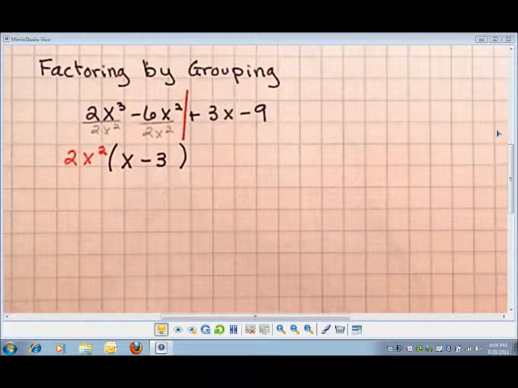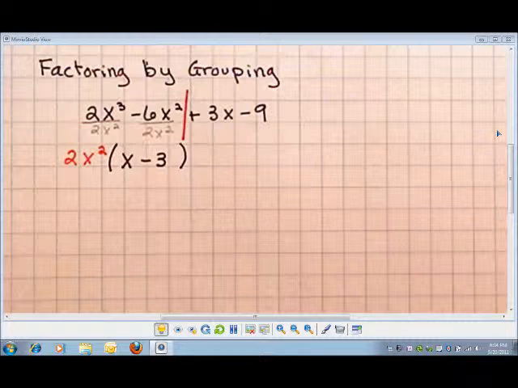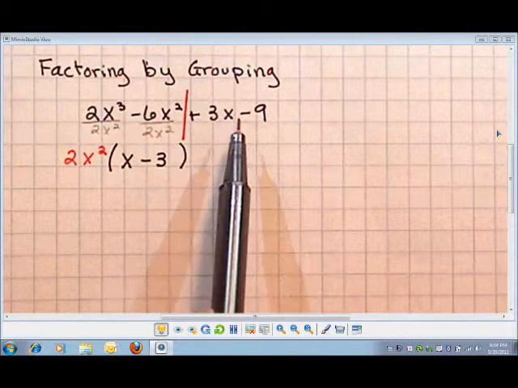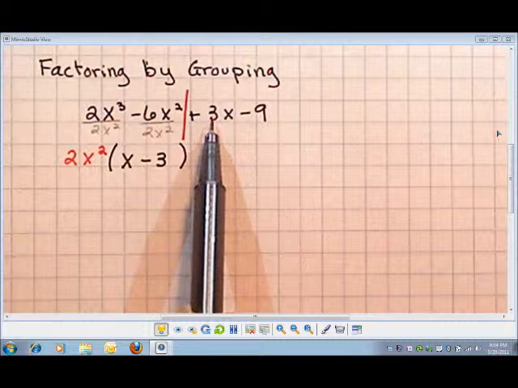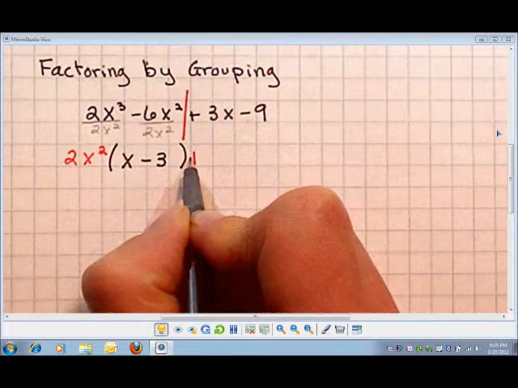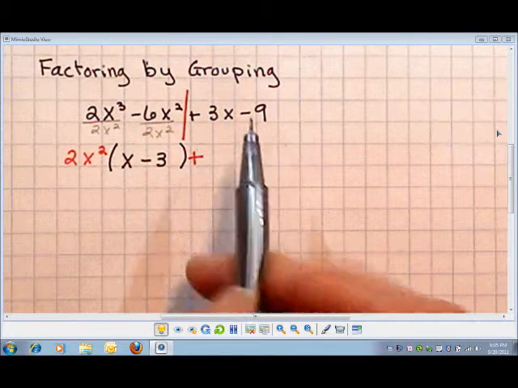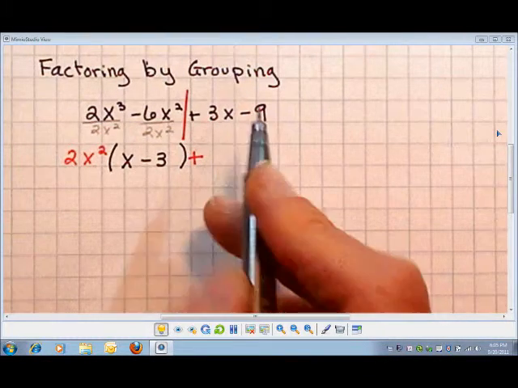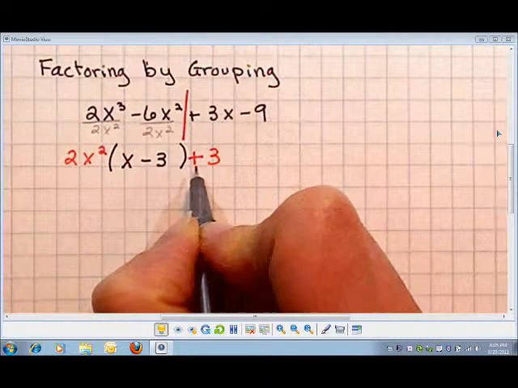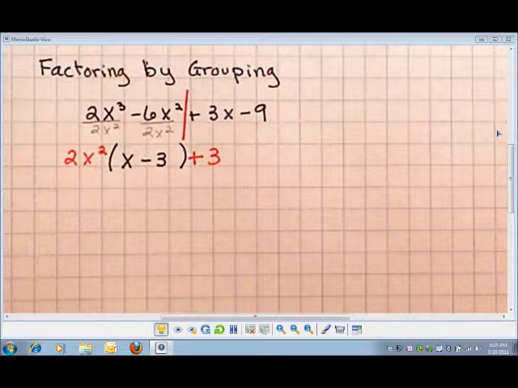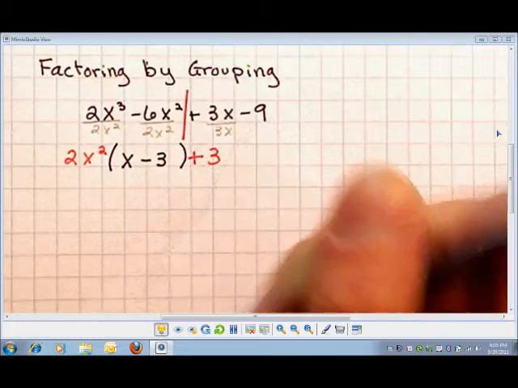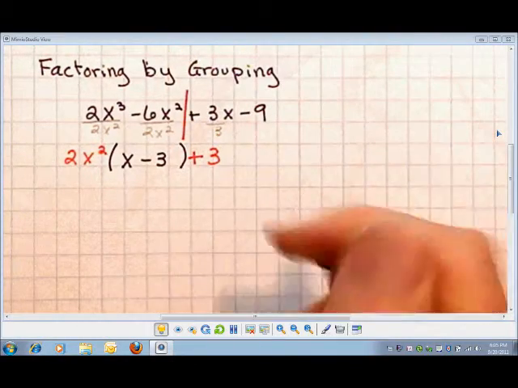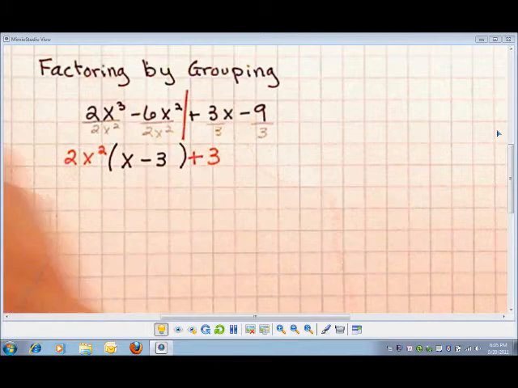Then I'm going to look at my second group. Typically, because this is positive, I'm going to factor out a positive number. When I factor out a positive number, I want to make sure I put my plus sign right there. So I can factor out a positive 3 out of both. So I'm factoring out a positive 3. So I'm going to think divide by 3 on this term, excuse me, not 3x, 3, and divide by 3 on this term.